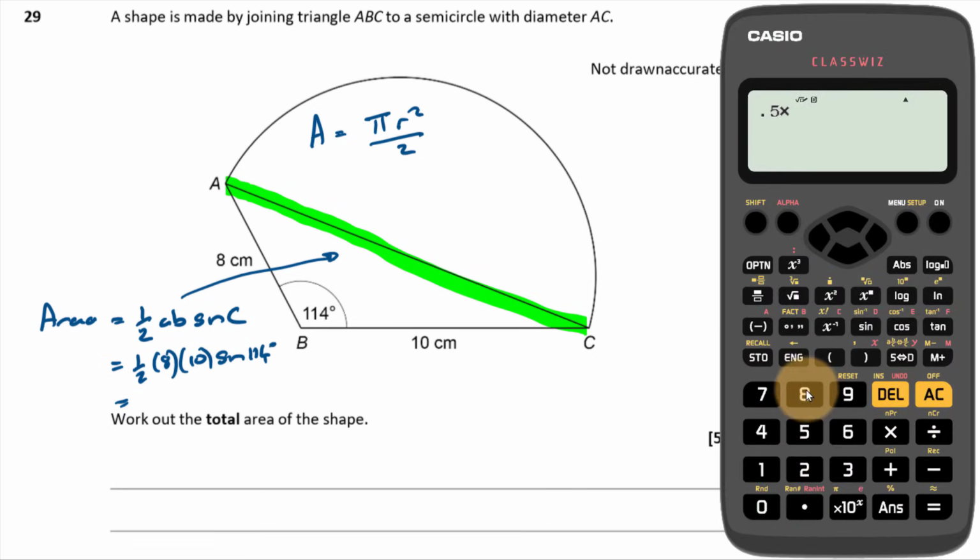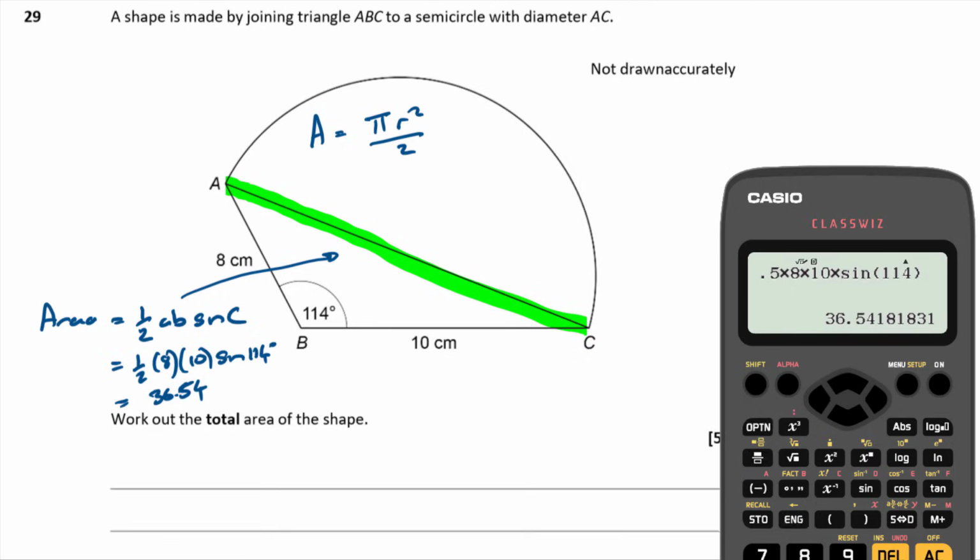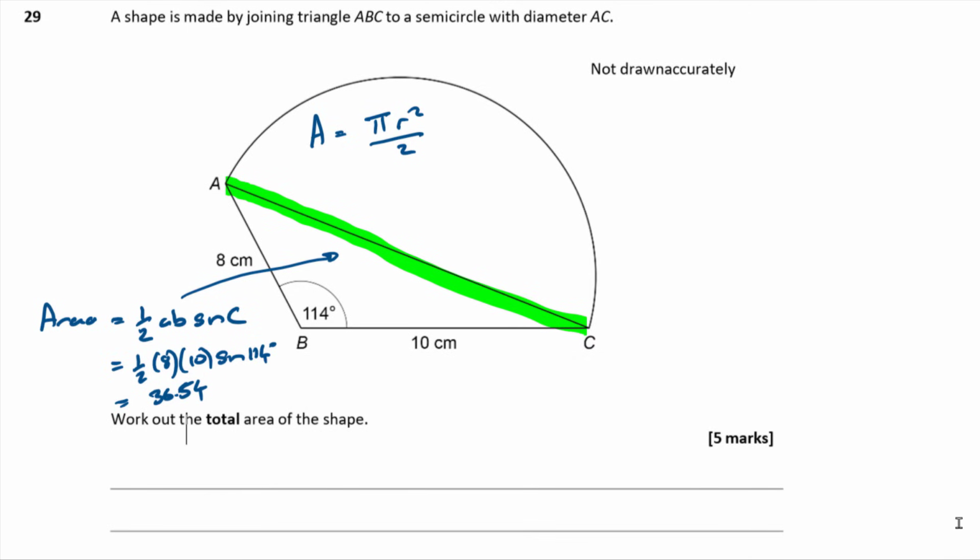So half times 8 times 10 times the sine of 114. Okay, that comes out to be 36.5. I'm going to write an extra digit down because I'm going to round it off later. So I'm going to write down 4 digits and I'll drop down to 3 later. Okay. So that's that bit done.